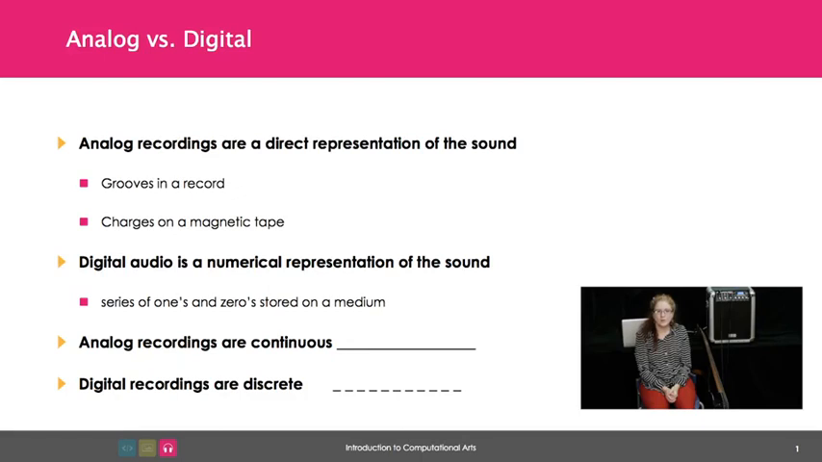So far in this course, we've only discussed and worked with digital audio. However, before digital audio existed, there were analog recordings. Analog audio is a direct representation of the sound, like a groove cut into the vinyl of a record, or changes on a magnetic tape.